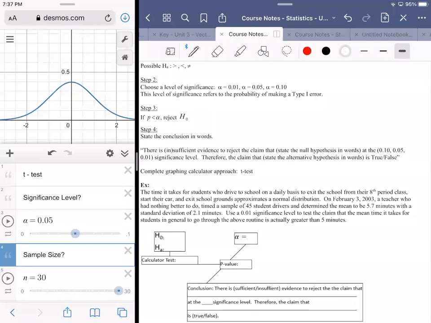The time it takes for students who drive to school on a daily basis to exit the school from their 8th period class, the end of the day was 8th period at that time, start their car and exit school grounds approximates a normal distribution. On February 3rd, 2003, a teacher who had nothing better to do timed a sample of 45 student drivers and determined the mean to be 5.7 minutes with a standard deviation of 2.1 minutes. Right. So what that's giving us, and I'm just going to jot this off on the side here, that's giving us sample data, right? And specifically, it's sample statistics.